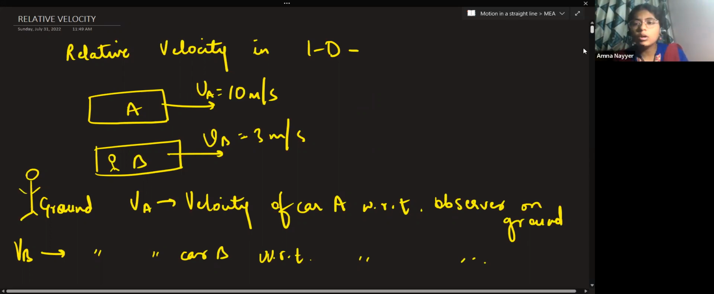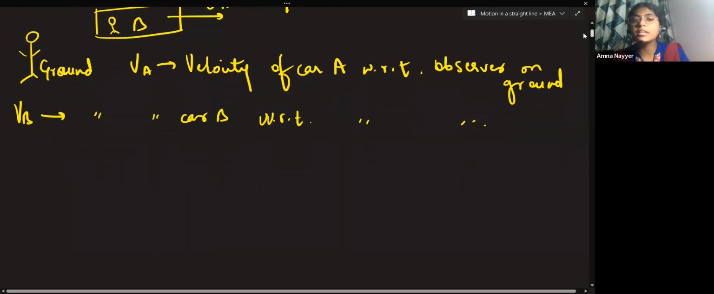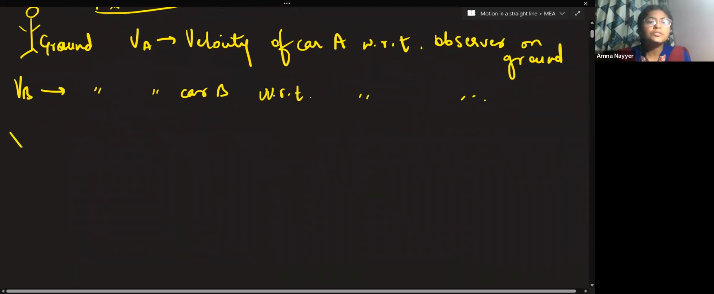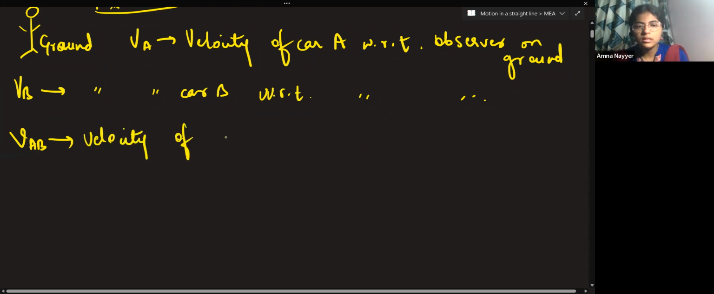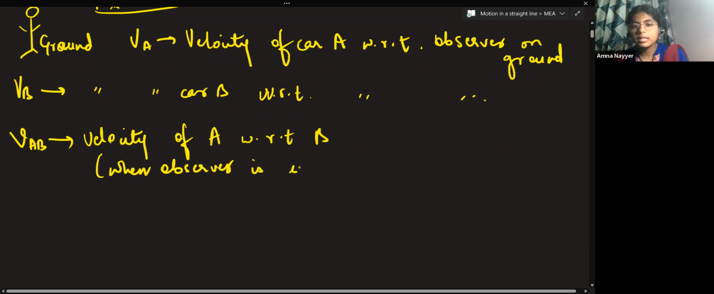Now, what is the velocity observed in A with respect to B? We call it VAB. This is the relative velocity. These were the individual velocities that could be observed by a person on the ground. The relative velocity, which we are trying to understand and calculate, is written this way. This means the velocity of A with respect to B, when the observer is in B. That's how you write it.